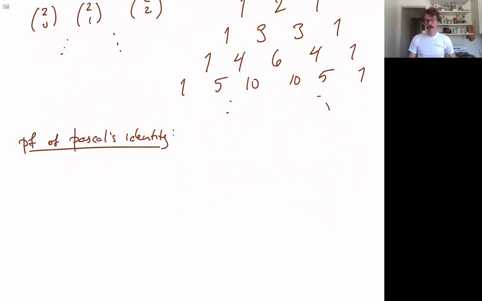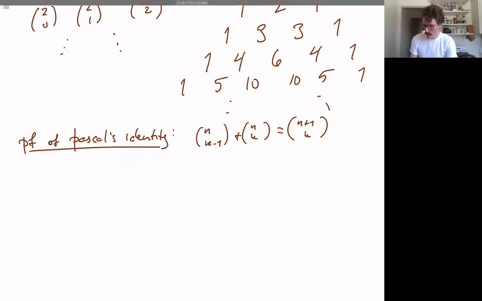So we will give another combinatorial proof by interpreting, so let me rewrite it. It's n choose k minus 1 plus n choose k equals n plus 1 choose k. So we're going to interpret these as counting the same thing in two different ways. So the right-hand side, so let me say combinatorial proof.